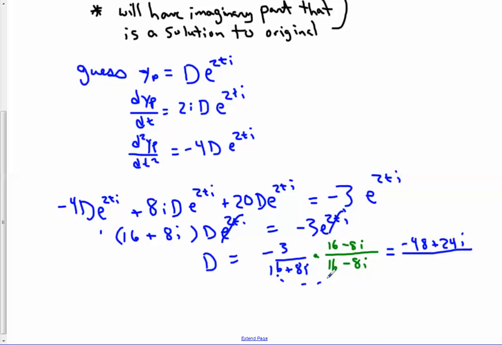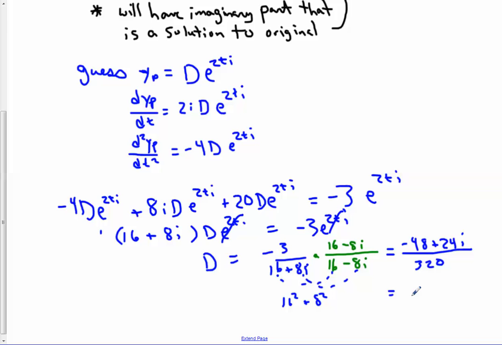You will be left with a 16 times a 16 and an 8i times a -8i, which is 16 squared, and 8i times a -8i will actually be plus 8 squared. And I think I'm getting 320. That bottom calculation will always just be the two numbers you have squared added together, sort of an a squared plus b squared kind of calculation.